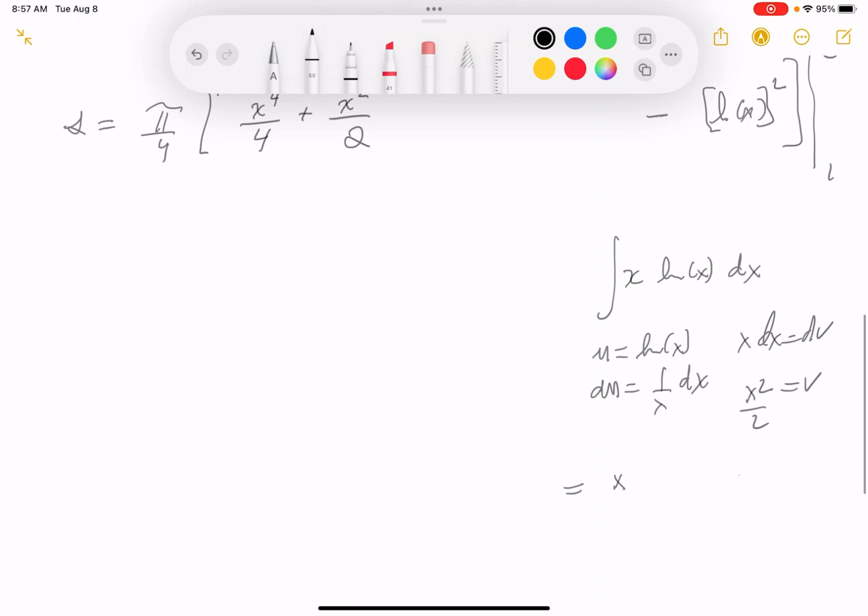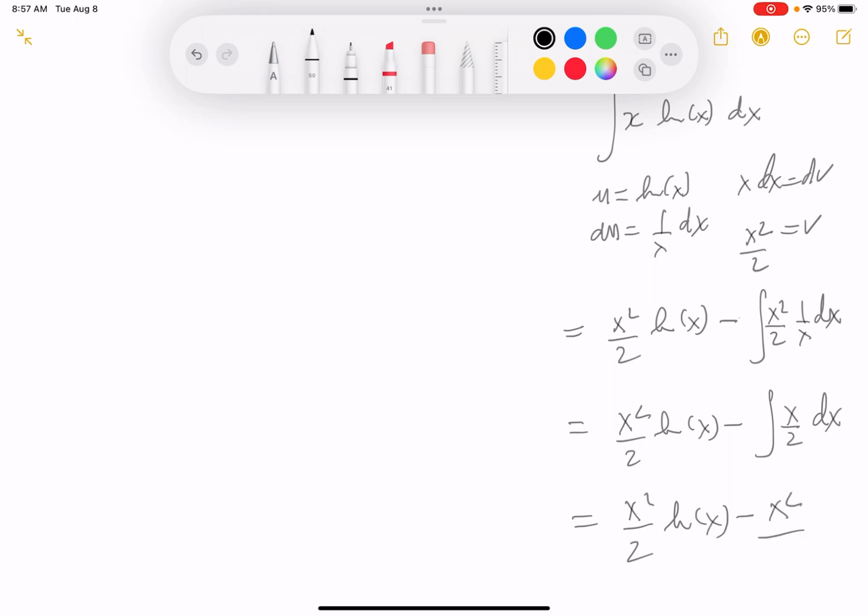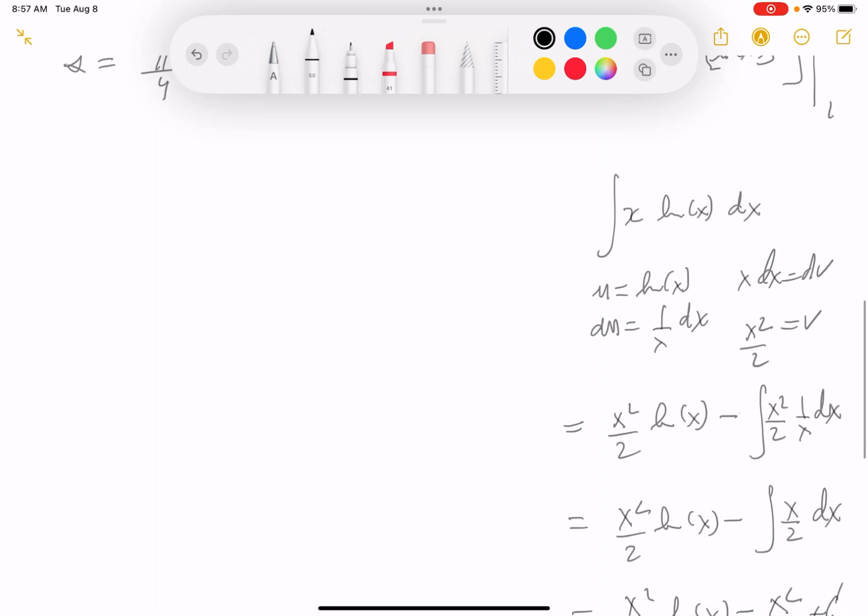So what do you get? x squared over 2 ln x minus, it's going to be v du now. So x squared over 2 and then 1 over x dx. Let's keep moving on that. x squared over 2 ln x minus, this is going to be x over 2 dx. And that's going to be x squared over 2 ln x minus x squared over, well, I have to divide by 2 again, so 4 plus c. I think I got that one covered.